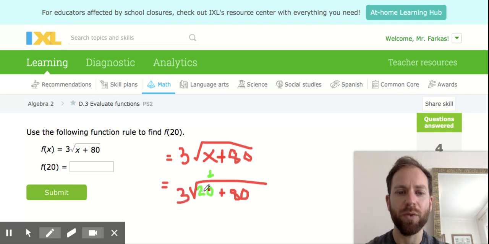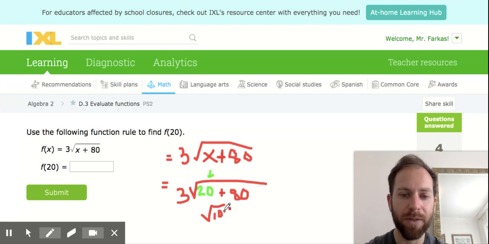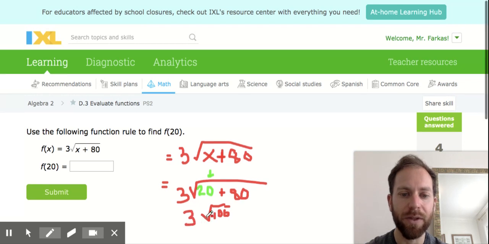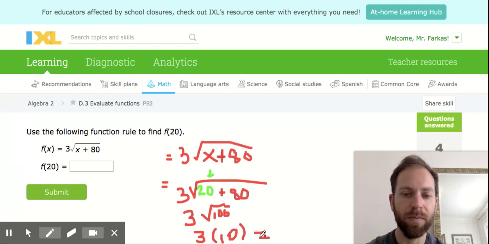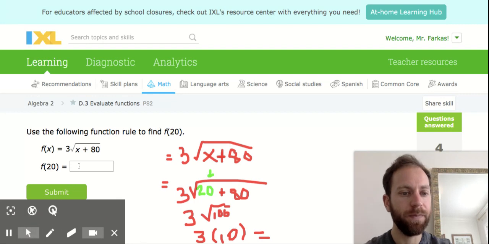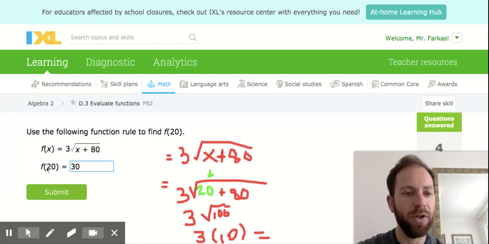Well, what is 20 plus 80? That's 100. And what's the square root of 100? Well, the square root of 100, what times itself makes 100? That's just 10. So this is really just 3 times 10, which is 30. You input a 20, the function evaluated for 20 equals 30.